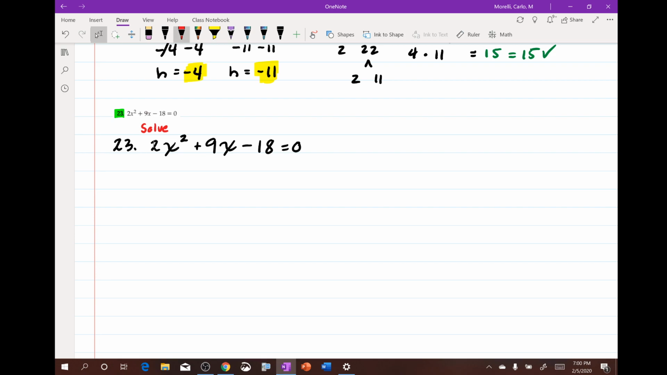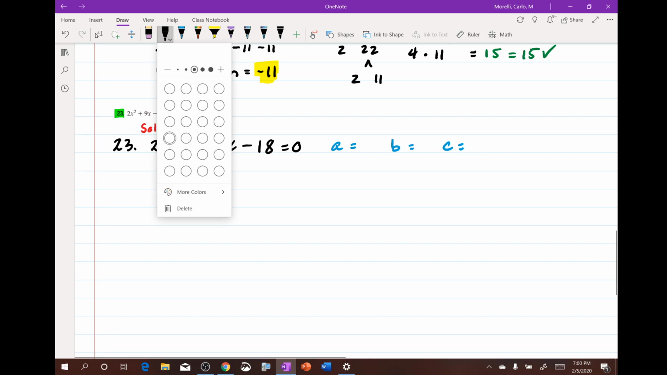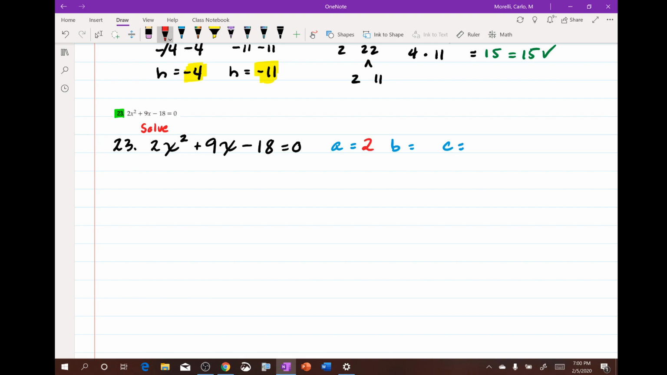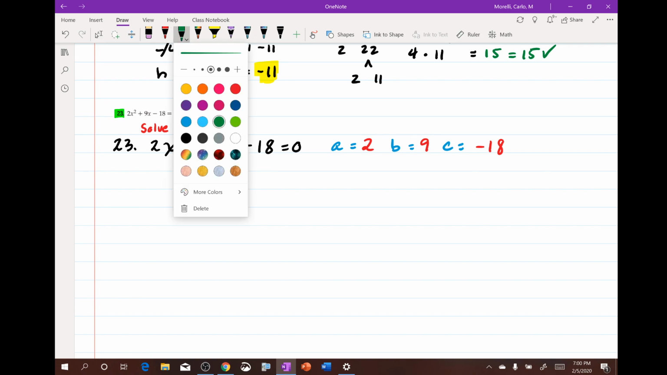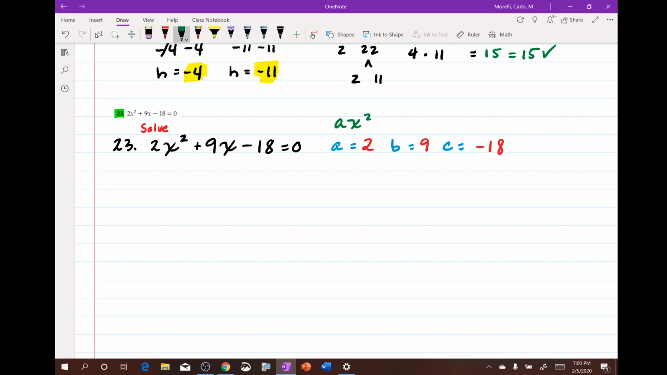The very first thing that we do in these problems is we identify A equals, B equals, C equals. So let's see. A equals 2, B equals 9, and C equals negative 18. What we should have done before we did that was verify that this is in standard form, Ax squared plus bx plus c equals 0. But just a quick visual analysis says that, yep, it's already in standard form. So we're ready to rock and roll.